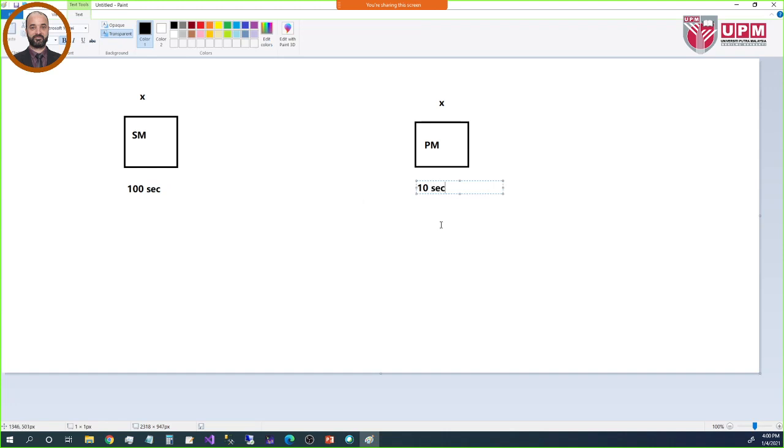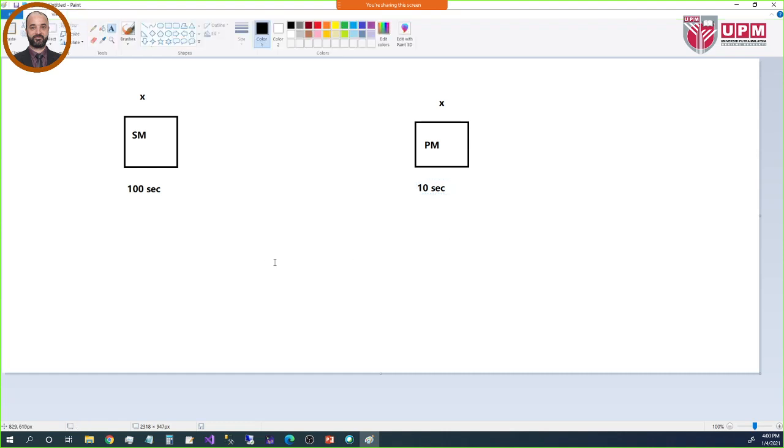I wanted to use simple numbers to make it easy for you. So how much is the speedup now?